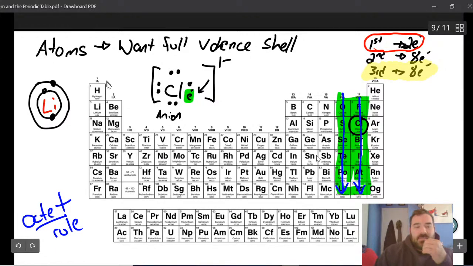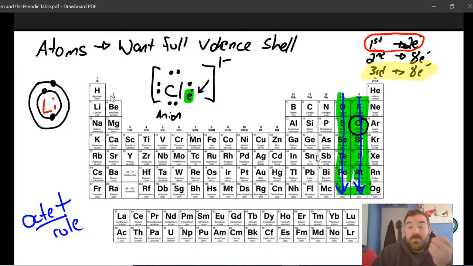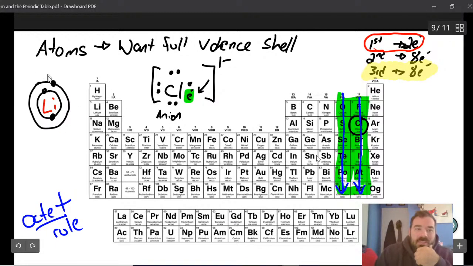The rule says an atom needs to have a full valence shell to be happy. But instead of gaining 7 electrons on this outside shell, if lithium were to just lose this 1 electron, there's no longer electrons on this valence shell, so this valence shell no longer exists. And if that valence shell no longer exists, that would make this inner shell the new valence shell. And if that's the new valence shell, it is full because it already has 2 valence electrons.